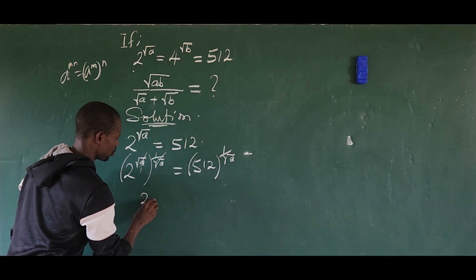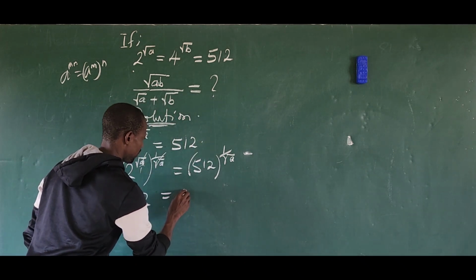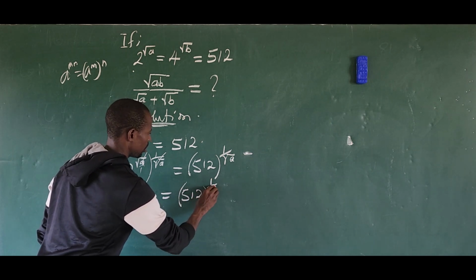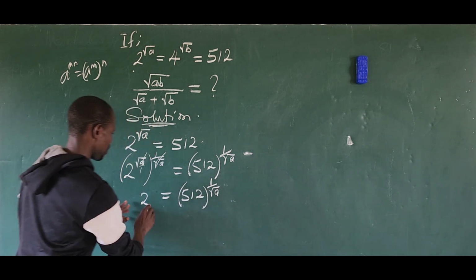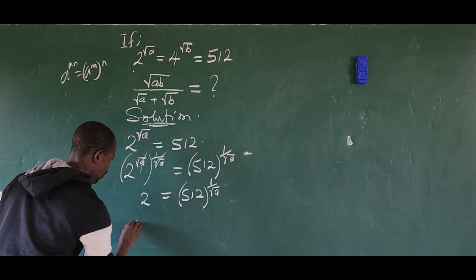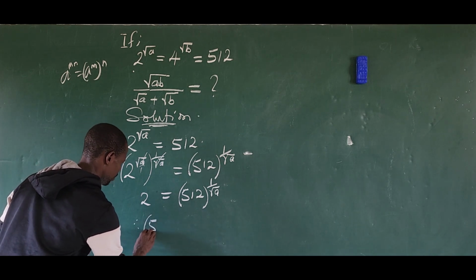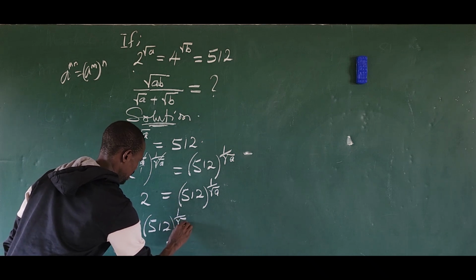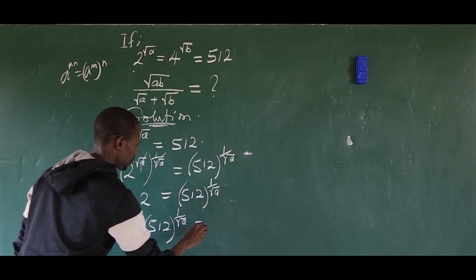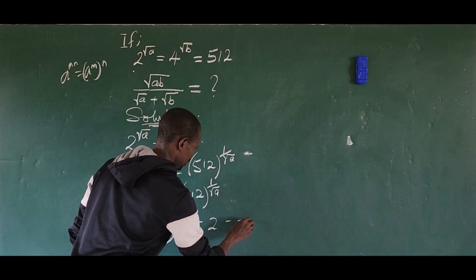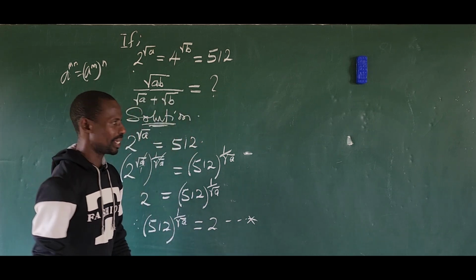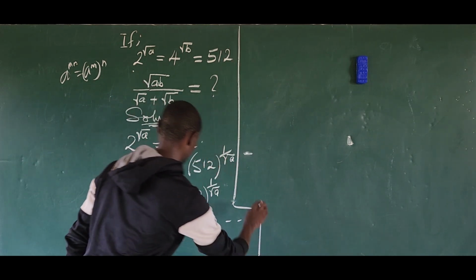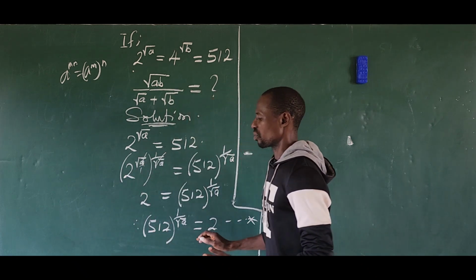So we're going to have 2 is equal to 512 raised to the power of 1 all over root a. So from here, we're going to have, therefore, bracket 512 raised to the power of 1 all over root a, is equal to 2. Let's give this equation star. Okay, so from here, let's continue and see what this gives us in turn.